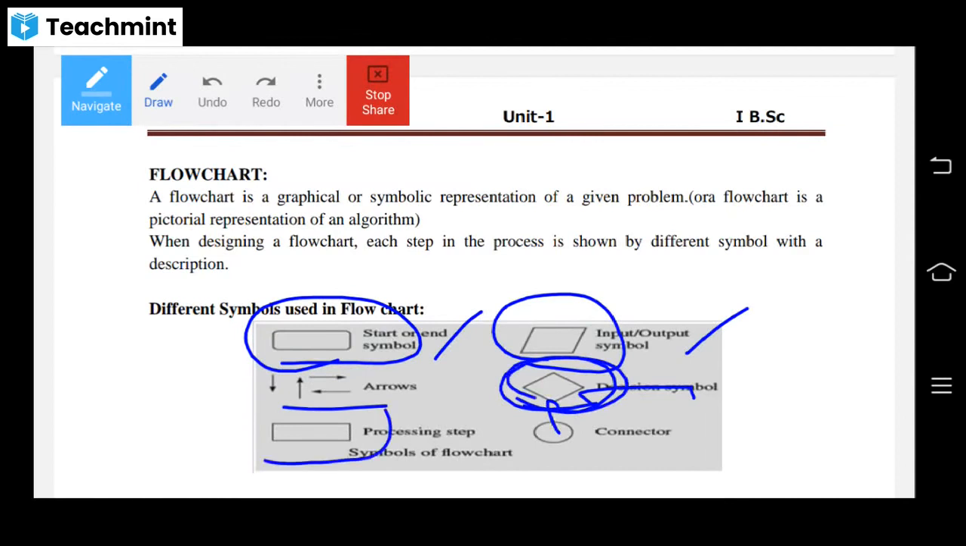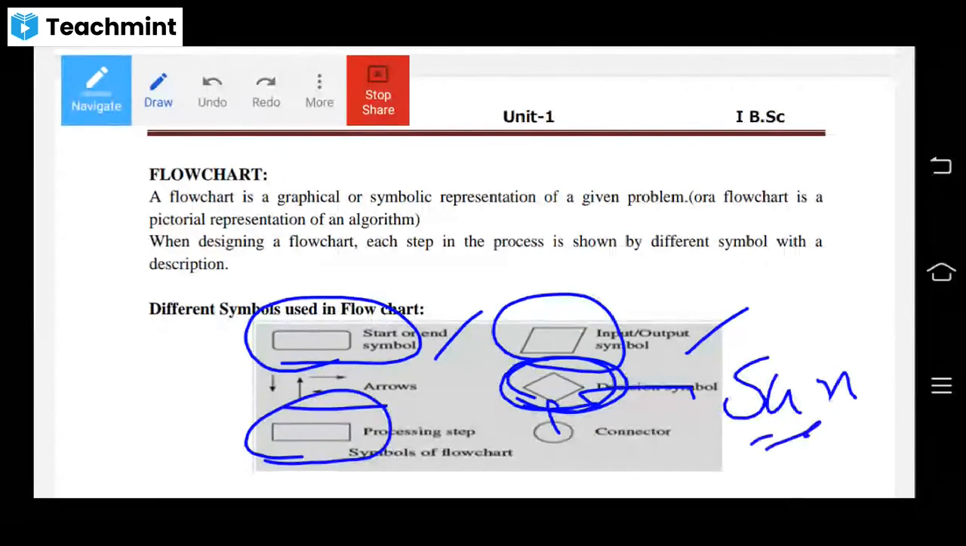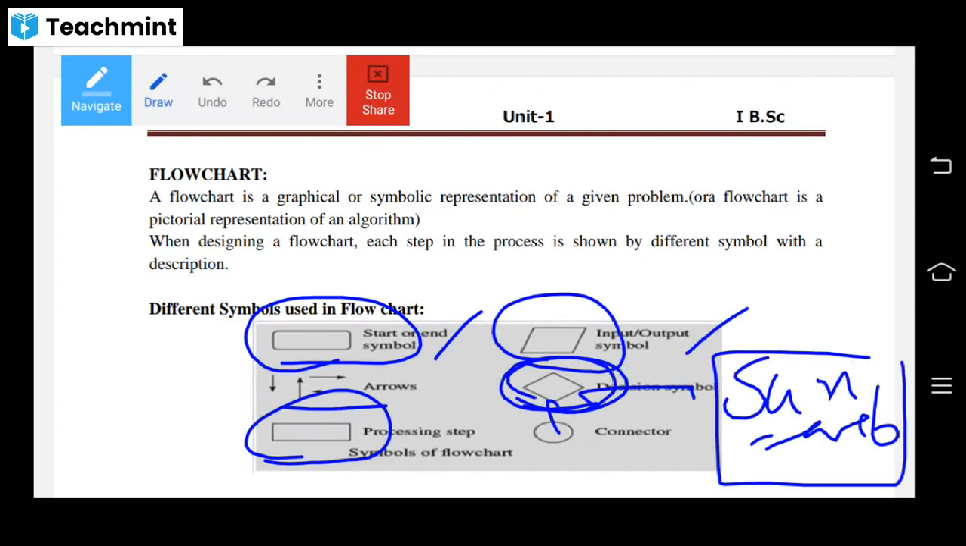And for processing, we use the rectangle symbol. This symbol is the indication for processing. For example, if sum equals a plus b is a logical processing, then we write it like this. Then we can easily understand it is a logical processing symbol. Next we go to the connector symbol. Like this, it is a connector symbol. It connects different programming codes.